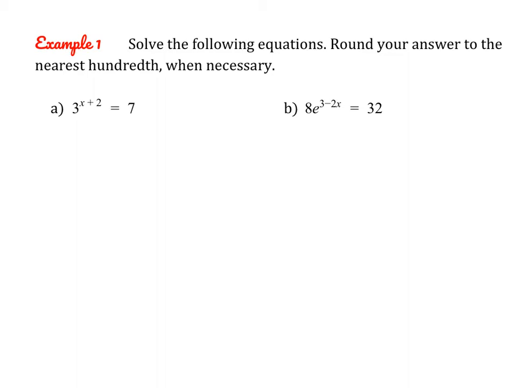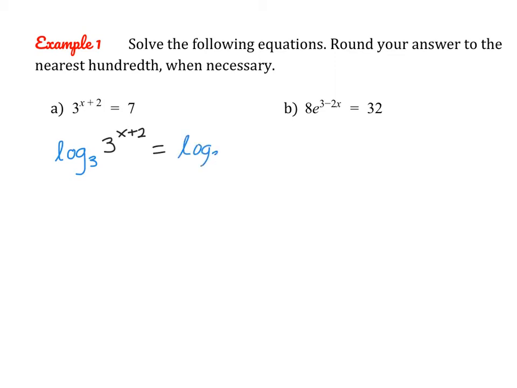So let's look at two examples together. We're going to solve for both, and we are going to round to the nearest hundredth, so you will need a calculator for these problems. So in part A, you can see that my exponential expression is already isolated, so that means that I'm ready to move on to step 2, and I'm going to take the logarithm of each side. I'm actually going to choose log base 3 because the base of my exponential expression is 3.